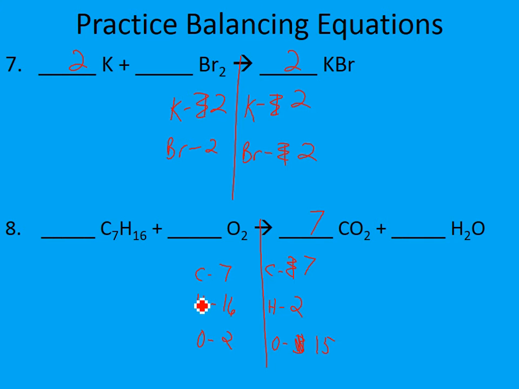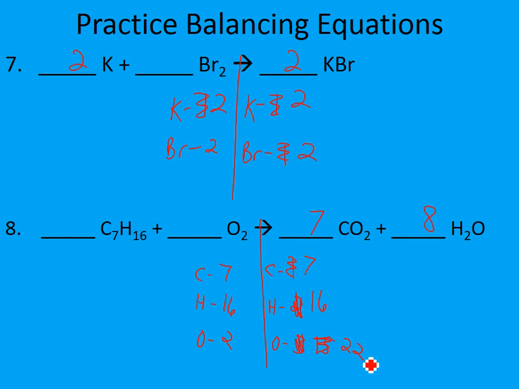Yeah, I've got to get to 16 on the right side, so that's got to be a what right here? An 8. That gets me to 16. And how many oxygen do I have now? So there's 8 there plus 14. What's 8 and 14? 22. Okay, 22 oxygens.